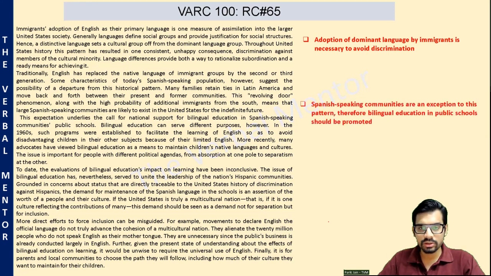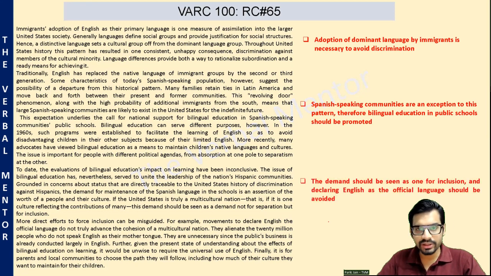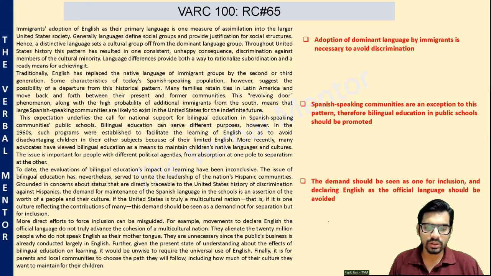In the next two paragraphs, the author tells us that the Spanish-speaking communities are an exception to this pattern, and therefore he proposes that bilingual education should be promoted in public schools in the United States. And in the last two paragraphs, he justifies his demand and says the demand should be seen as one for inclusion. If you really want to include these Spanish-speaking communities within the broader American character, American culture, then you should promote bilingual education in public schools. And the demand for making English the only and official language is unnecessary. It should be avoided because it might result in alienation of these communities. So this is the broader, main idea of this passage. Let us look at the questions now.